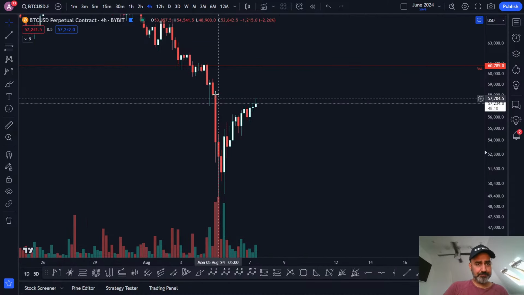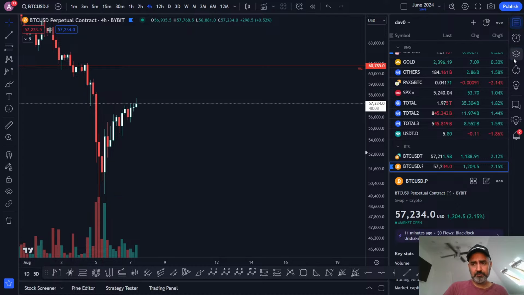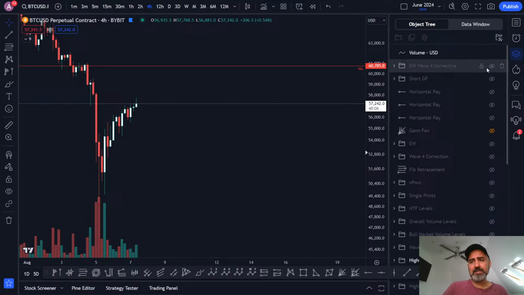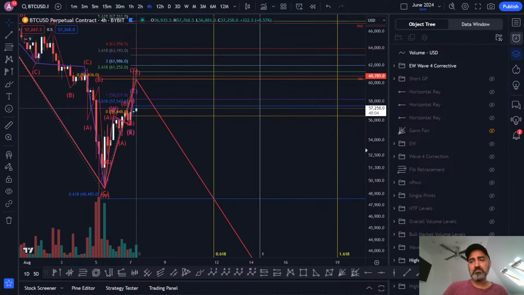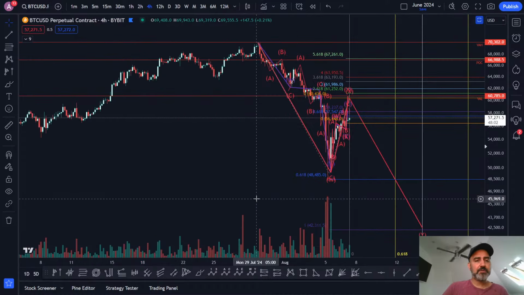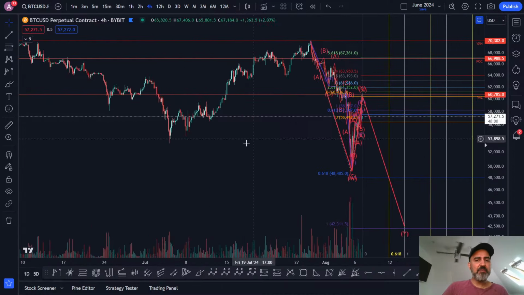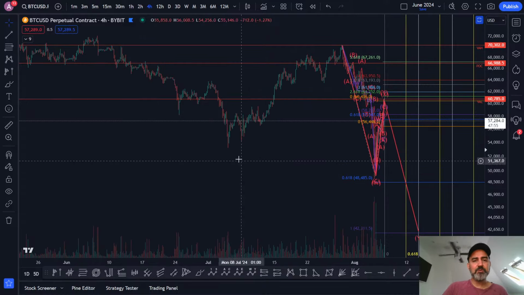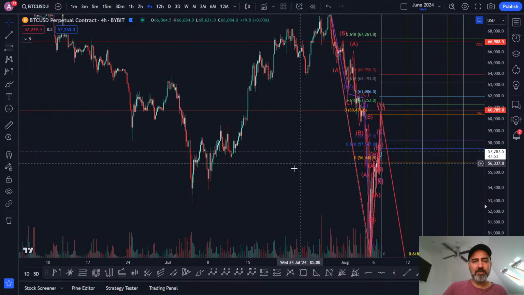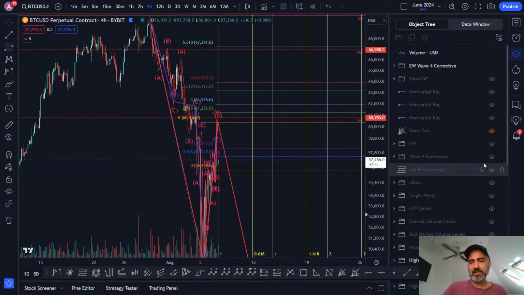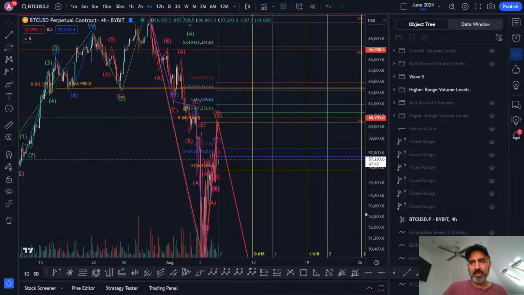So we're starting to get into those areas, and that's why I think it's important to just be aware and be careful. So what I've actually done is I've created a corrective count, right? And the theory is that we've completed the wave 3, and this was the last wave. This last impulsive move was the last wave. I counted 5 waves in this last corrective move.